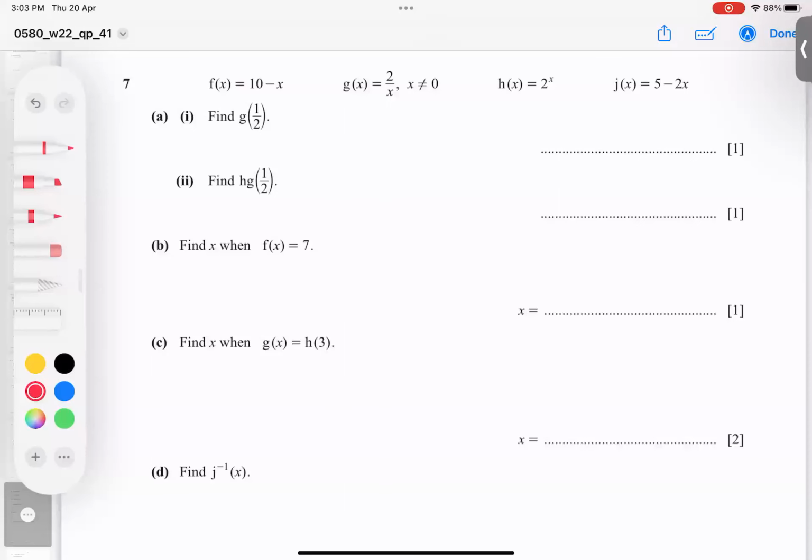Bismillah ar-Rahman ar-Rahim. This is October 2022, variant 41, question number 7, O Levels functions topic. The first part is g of half.